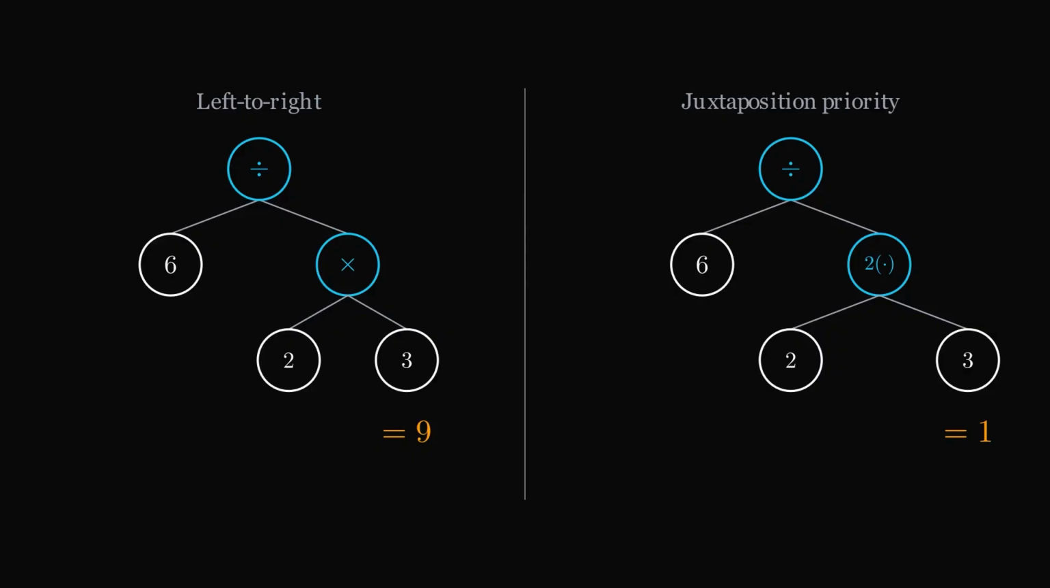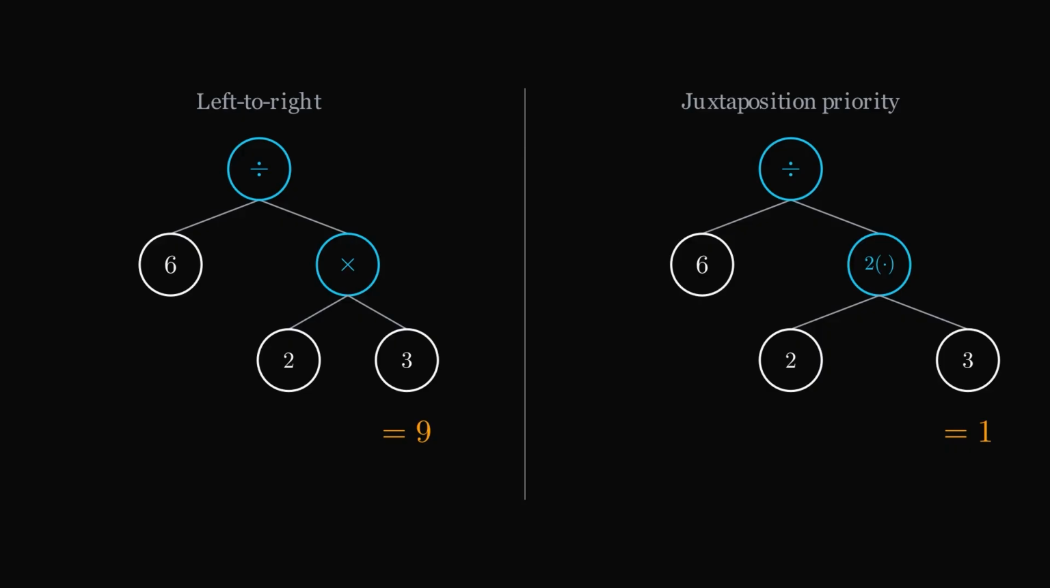Look at the left tree. Division and multiplication are treated as equals. Same priority, resolved left to right. 6 divided by 2 is 3. 3 times 3 is 9. That tree is internally consistent.